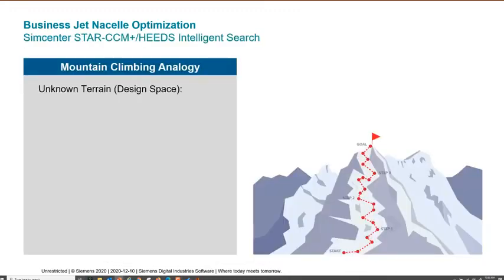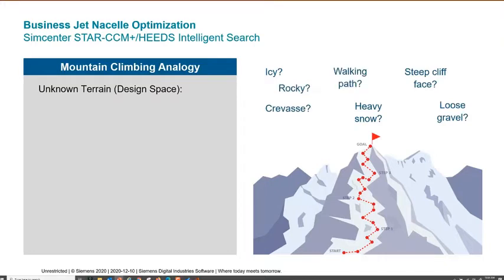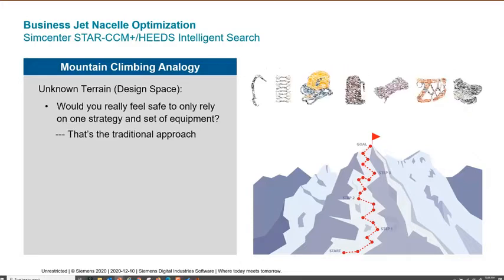So we have our design space, we have our problem statement, and the question becomes, what kind of strategy do we want to use? And there's a nice analogy that can be made to mountain climbing, where you have an unknown terrain. It's very similar to design space exploration. For example, you go out, you don't know if you're going to come across icy conditions, if you're going to have to navigate a crevasse, loose gravel, all of these things. Well, the correct tools to navigate these different kinds of obstacles are not the same. You need different tools to deal with ice than you do loose gravel.